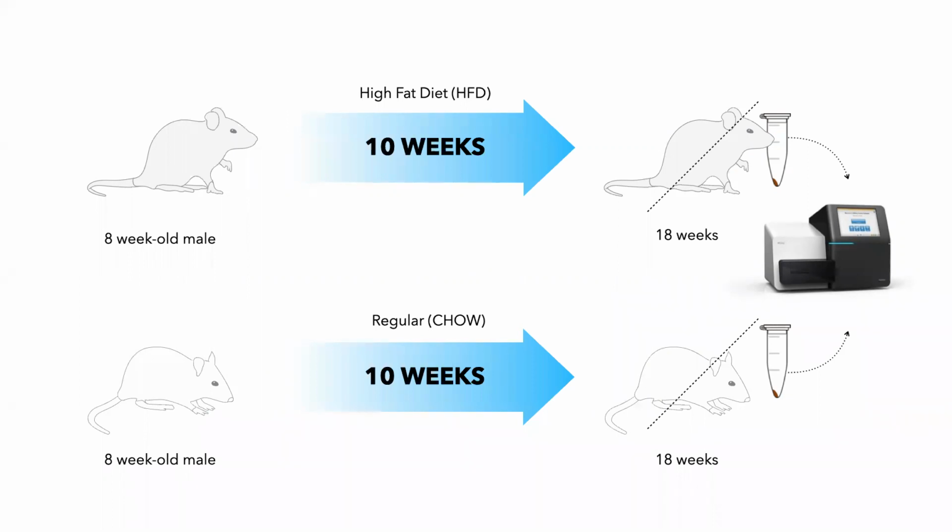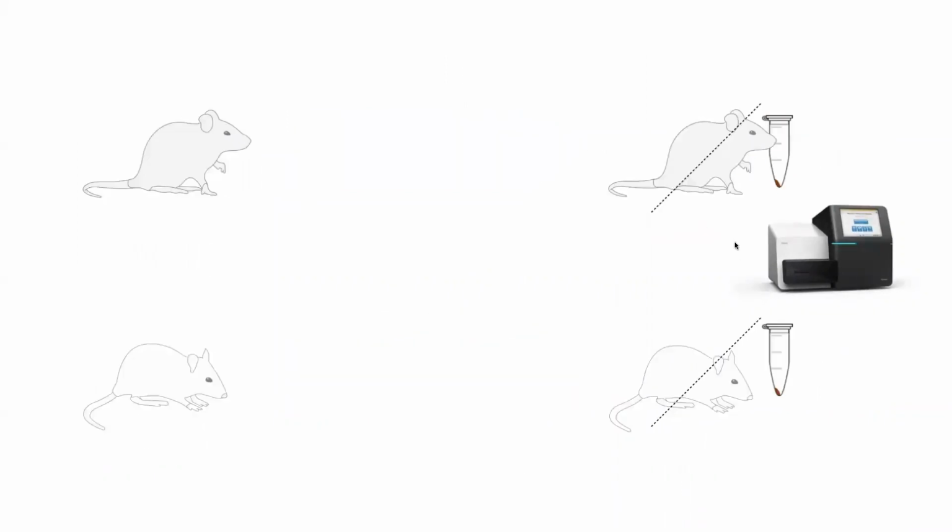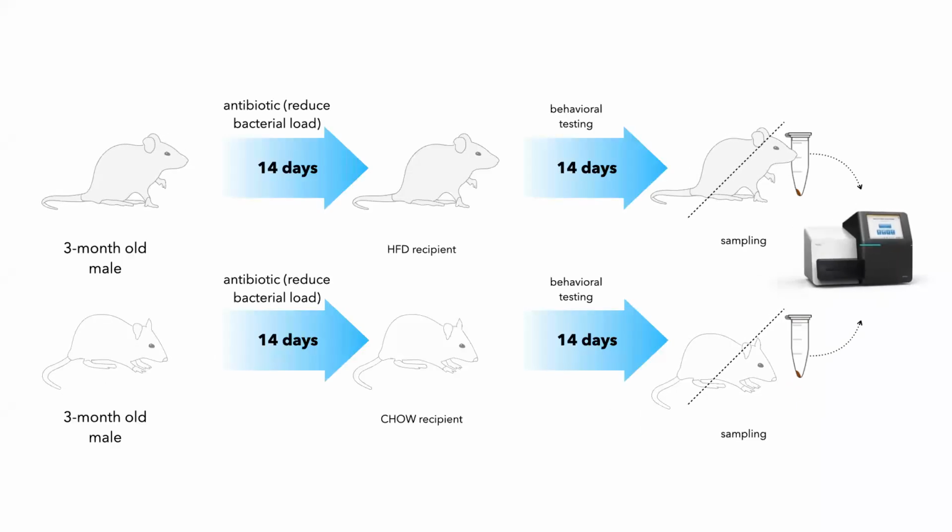They took 8-week-old male mice and separated them into two groups. One group was fed a high-fat diet for 10 weeks, and another was given chow, regular diet, for 10 weeks. Okay, then their microbiota was sequenced. Then those mice, or new mice, were taken. Those are 3-month-old male mice. And after a reduction in their natural microbiota, they were given this behavioral test, okay?